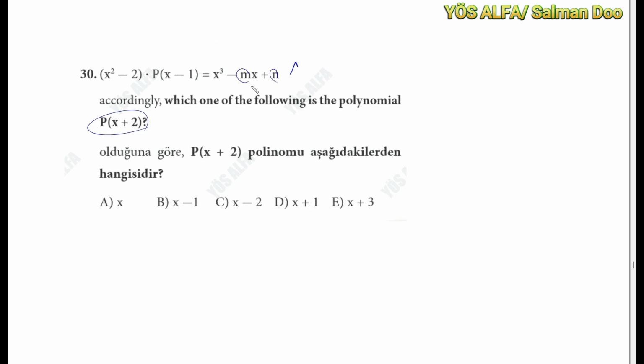To find out m and n, we can make use of this. Let's say x squared minus 2 is equal to 0. Then we have x is equal to plus or minus square root of 2. Now let's substitute x is equal to root 2 into this expression.